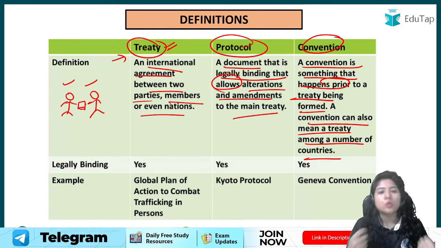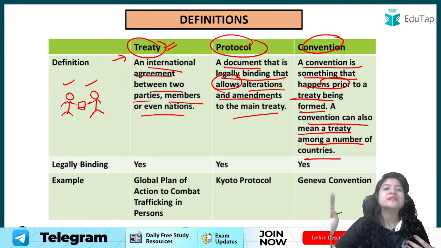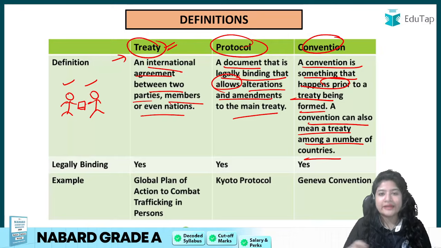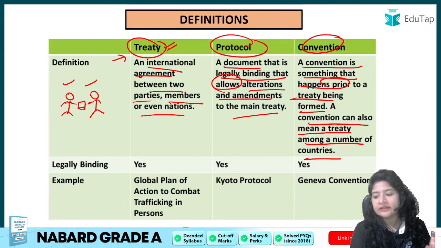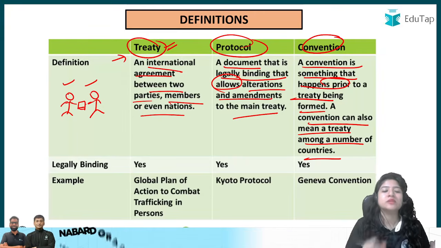ठीक है. So what is a treaty? A treaty is an international agreement between two parties or members. Before that, meetings can happen. Those meetings are known as conventions, where discussions are done. And finally, in the treaty, a protocol is signed. In the treaty there is a legally binding document that is signed, that is known as a protocol.